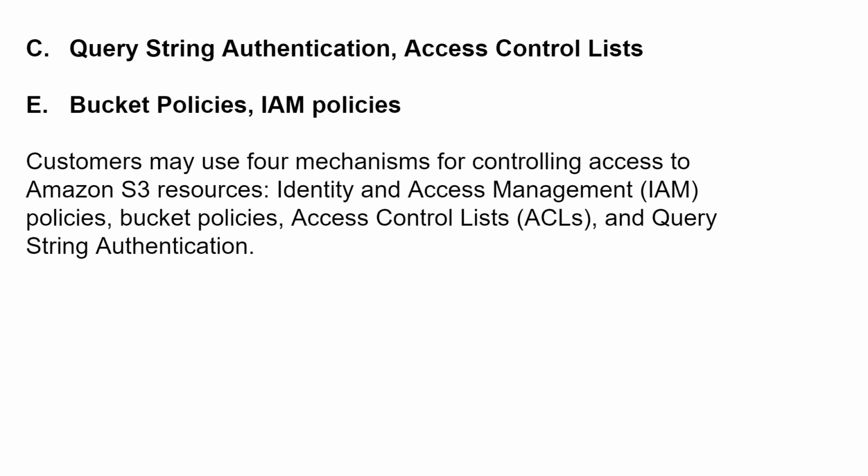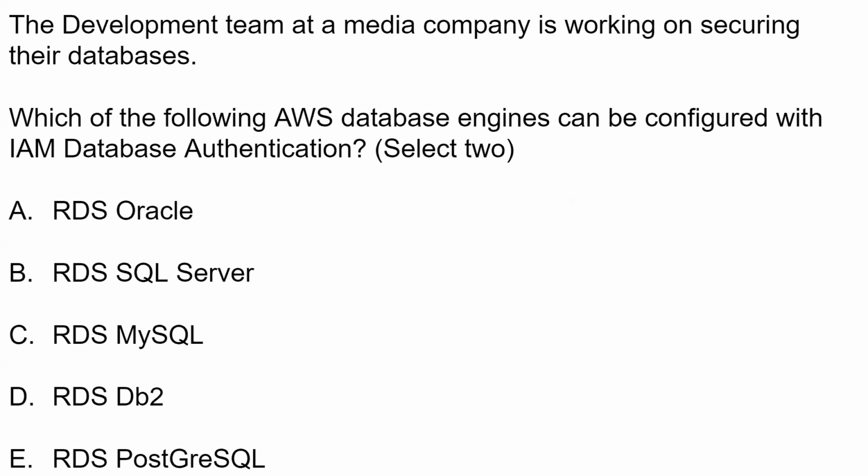Customers may use 4 mechanisms for controlling access to Amazon S3 resources: IAM policies, bucket policies, access control lists, and query string authentication. Okay, good times.